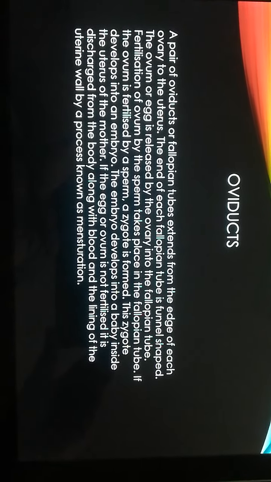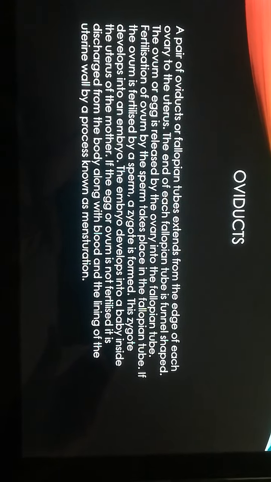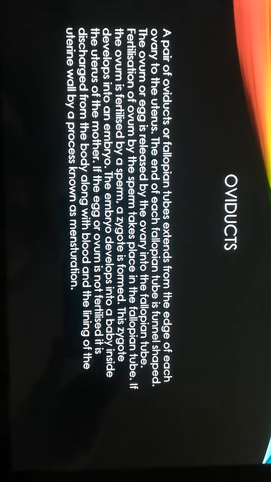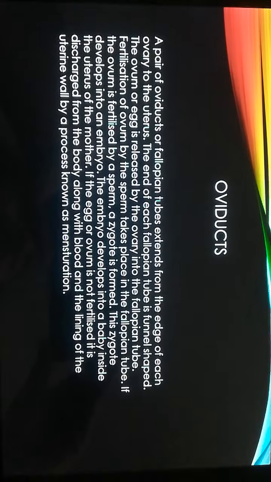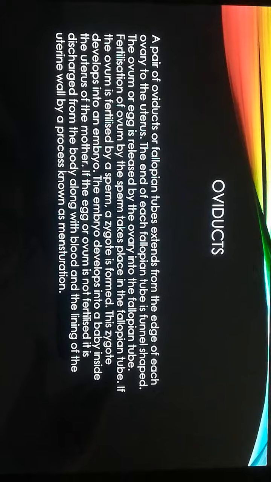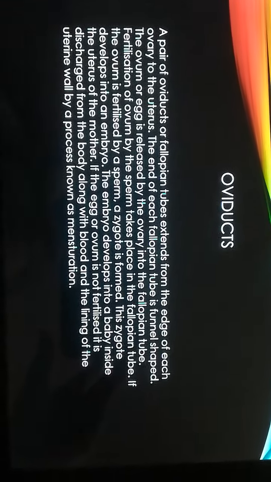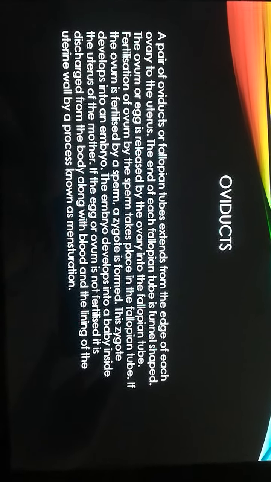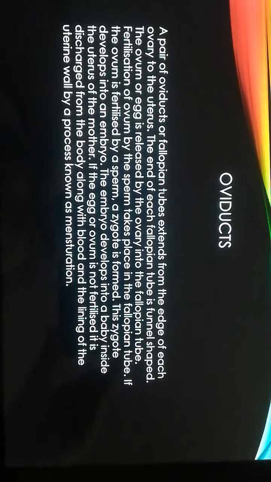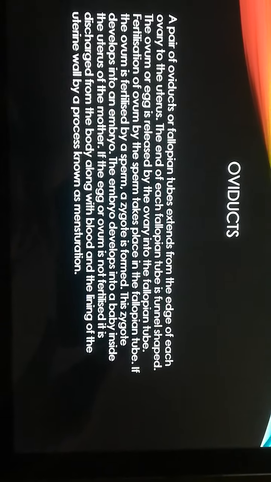So there is a pair of oviducts, or we can also say fallopian tubes. Oviducts are also known as fallopian tubes. So a pair of oviducts or fallopian tubes extend from the edge of each ovary and then join to the uterus. The end of each fallopian tube is like a funnel. It is funnel-shaped. The egg or ovum that is prepared by the ovary is then released into the fallopian tube. The fertilization of the ovum by sperm also takes place in the fallopian tube or oviducts only.